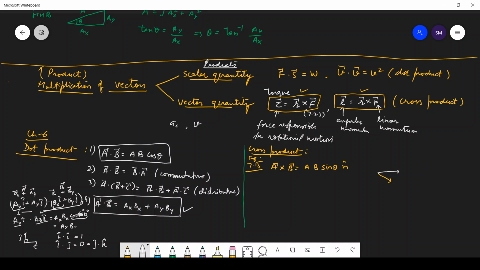So you can also write these vectors with small letters, this vector A and this vector B. And this is the angle between them, that is theta. The important thing is that you need to start the angle from A to B. Okay, A cross B means A to B.